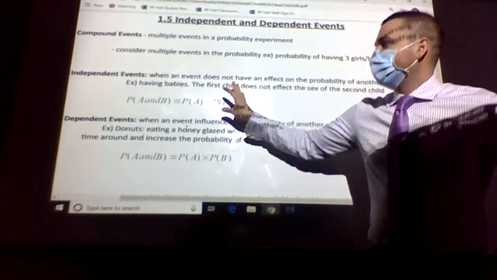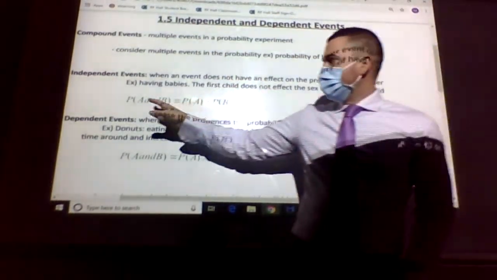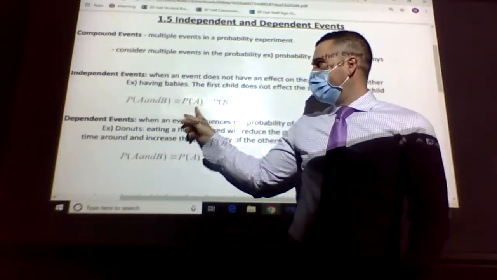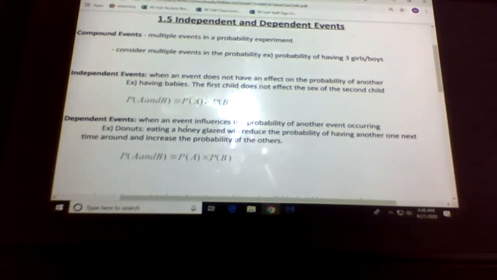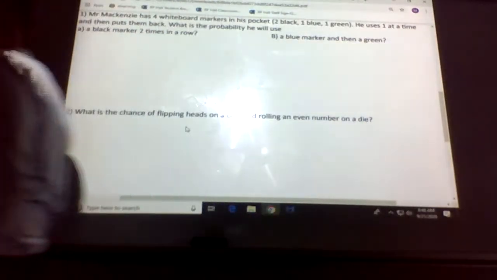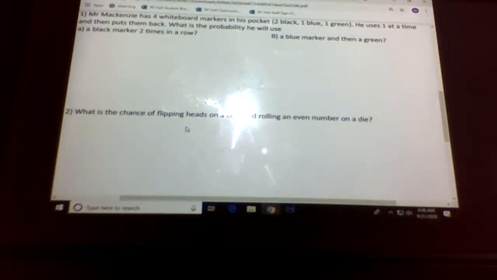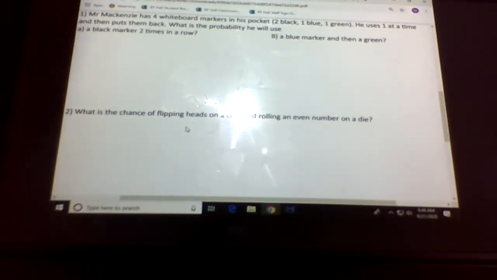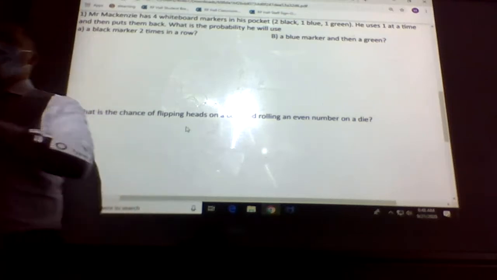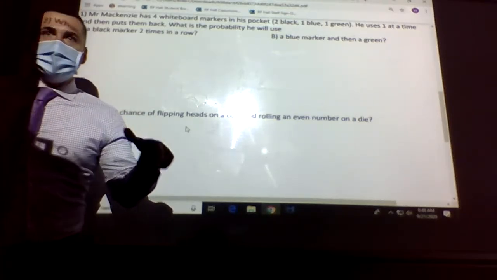Okay, and the formula for independent and dependent is the same. It's the probability of A occurring times the probability of B occurring. Okay, so I have 4 markers in my pocket. I have 2 black, 1 green, 1 blue. I take one at a time, and then I put it back in my pocket. So what is the probability I will use a black marker and then a black marker again?